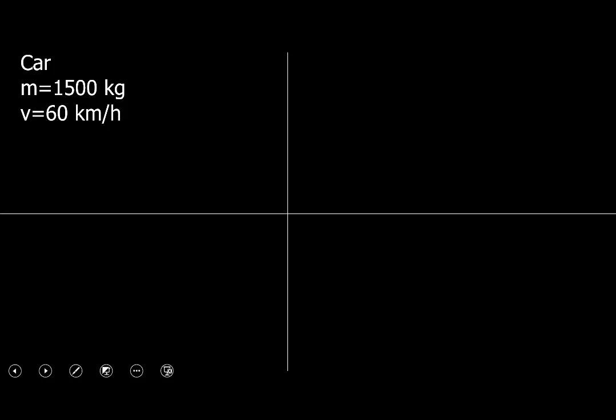So let's do a couple of quick calculations. I've got my calculator here, and we're just going to calculate the kinetic energy in each case. The first one's a car, 1,500 kilograms, traveling at 60 kilometers per hour. Well, the first thing I've got to do is divide the 60 by 3.6 to get it into meters per second. 60 divided by 3.6 is 16.7 meters per second.